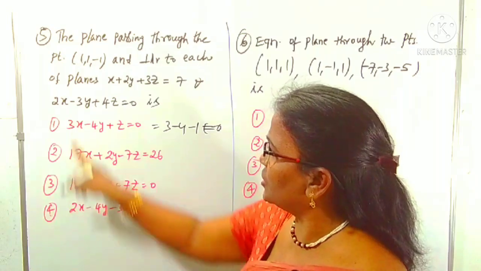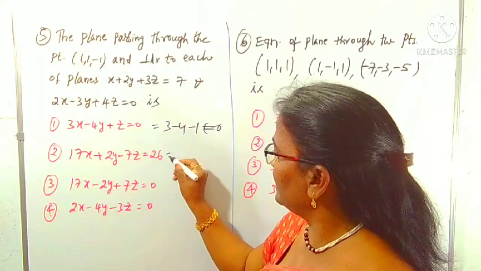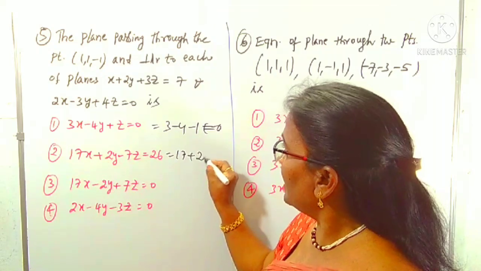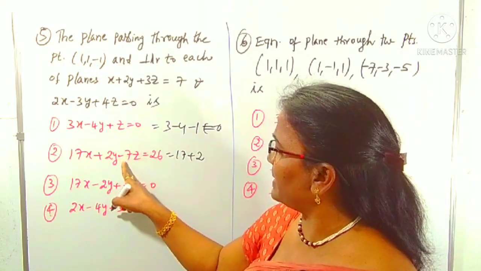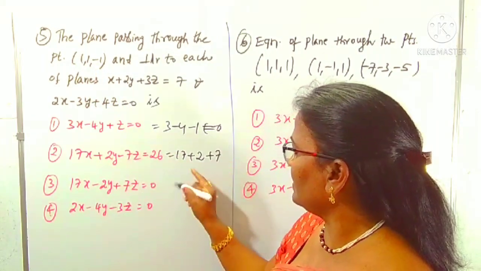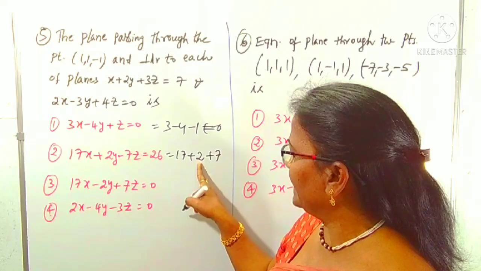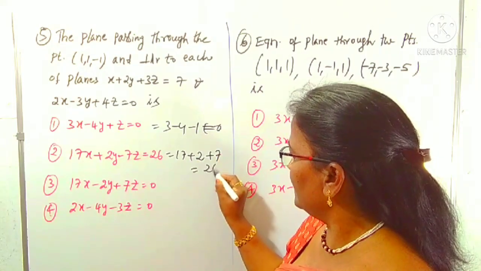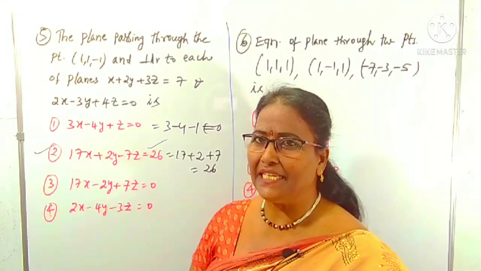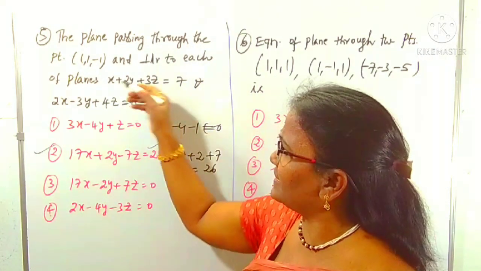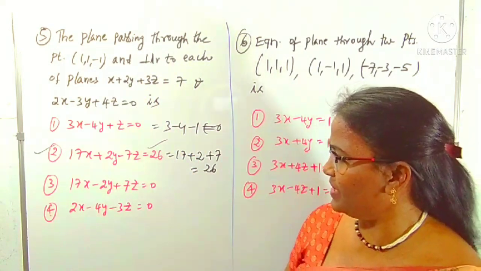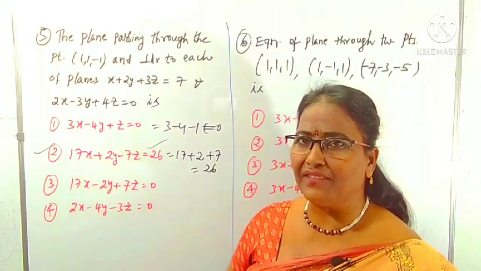Second option you can check. 1 into 17 is 17, 1 into plus 2 is plus 2, and minus 1 into minus 7 is plus 7. What is 17 plus 2? 19. 19 plus 7 is 26. Is this 26 or not? Means maybe the second option. In case of repetition, we can check some other conditions, some perpendicular conditions like that. First, maybe the second option is the correct one.